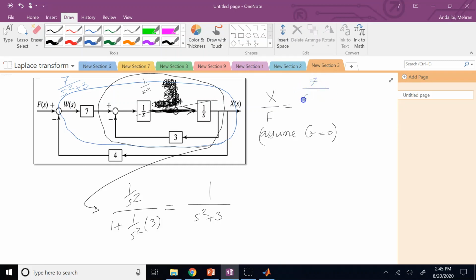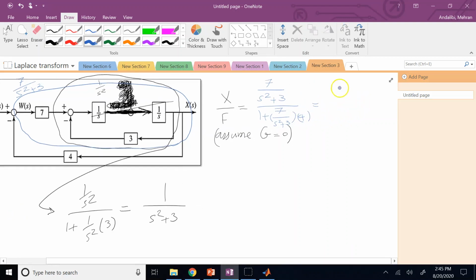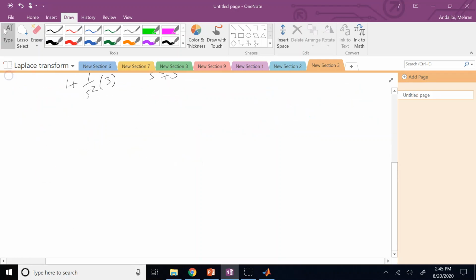7 over s squared plus 3, and again this is negative, so it is going to be 1 plus 7 over s squared plus 3 times 4, which if you simplify, you will get 7 over s squared plus 3 plus 28, so 31. So this is your transfer function of x over f. Yes? Now next it says what is the transfer function of x over g.